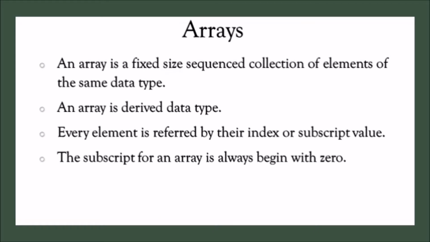So what is basically an array? An array is a fixed size sequence collection of elements of the same data type. There are two to three things that we have to keep in mind while using an array: first, it is a fixed size; second, it is a sequence collection; and third, it is of the same data type. Also, an array is a derived data type.